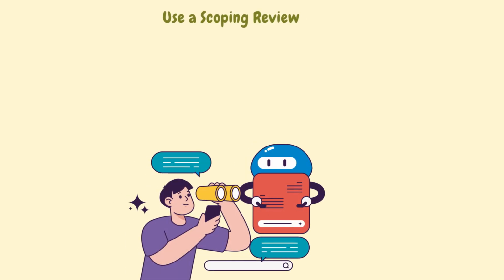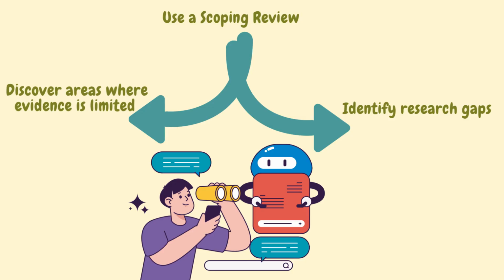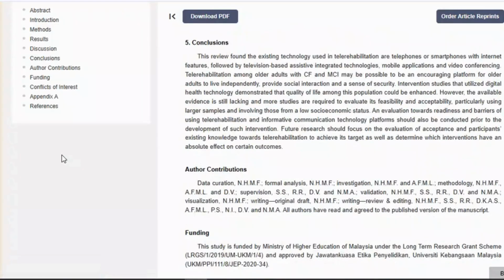Researchers also conduct scoping reviews to identify research gaps. The purpose is to discover areas where evidence is limited or missing so future research can focus on those topics. For example, a scoping review on telehealth for older adults can find many studies from high-income countries but very few from low- and middle-income countries, showing an important gap in the literature.